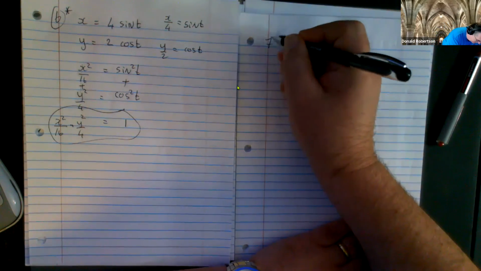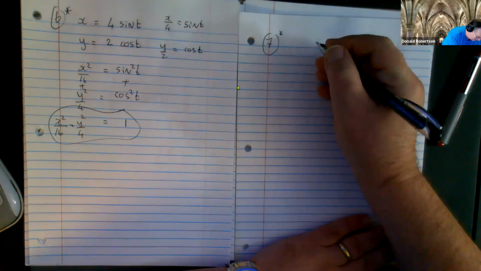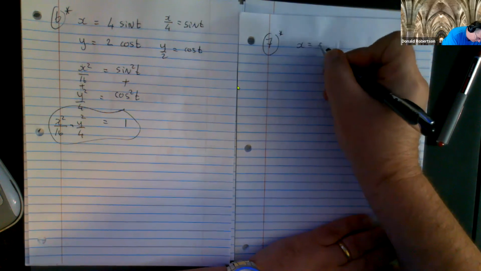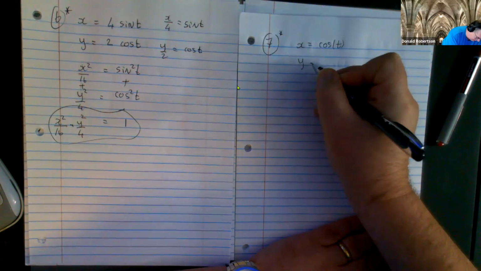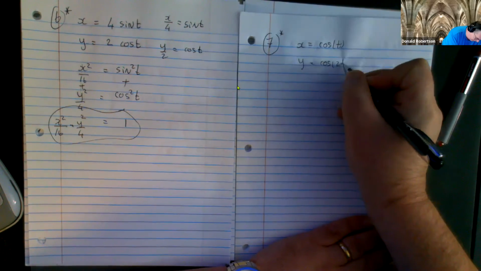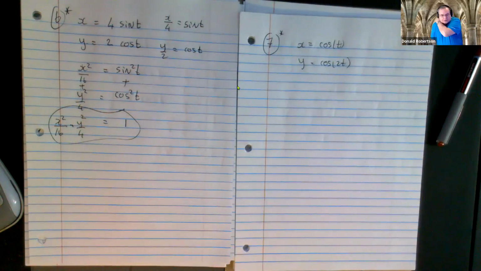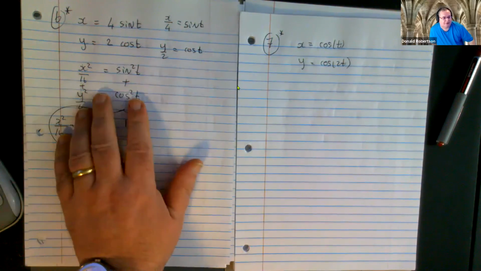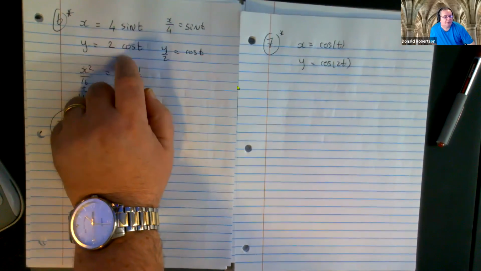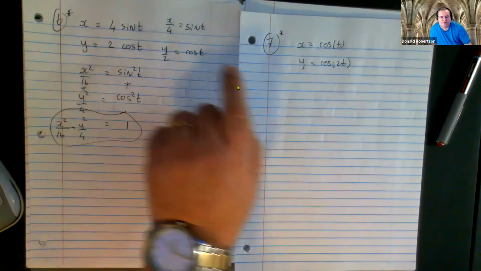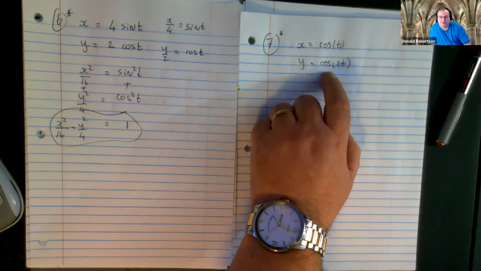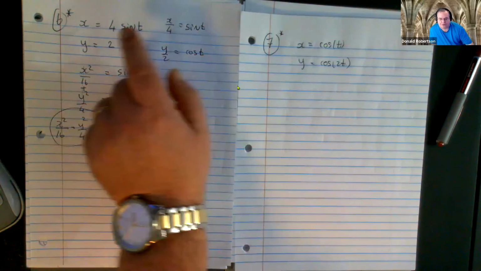Still in the trig world. I have a cosine t, and I have a cosine of 2t. Well, that's not going to work with this strategy. That's what you do if one of them's a sine and the other's a cosine. Here, one of them's a cosine and the other is a cosine of 2t. So this is not going to work.